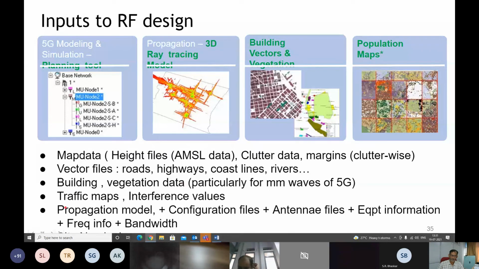Then of course the propagation model, and the configuration you want to do, your 3 sector, 4 sector, what type of antenna files you have, the equipment configuration, what kind of frequency and bandwidth you have. All those inputs are good. Anyway, I will not deal with them because you have sessions from various stakeholders, including OEMs. I just want to give an overview of what all things go into a planning tool to do the RF planning.